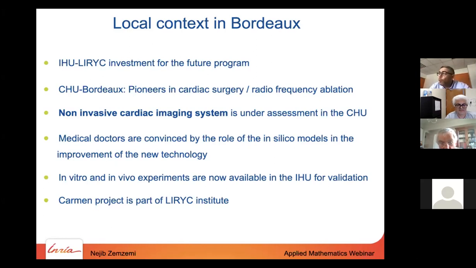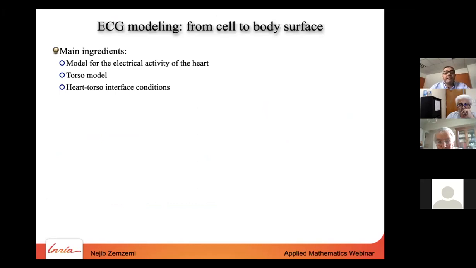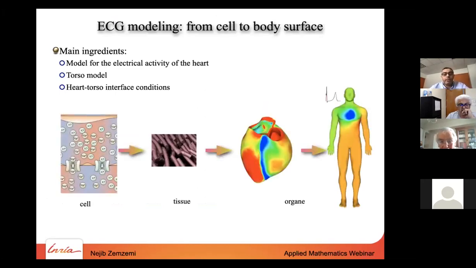I'm working at INRIA, and the name of our project is called Carmen, for cardiac electrophysiology, and we are part of this institute. So, in order to talk about the model of the heart, you will see directly that it is a multi-scale model. How can you see that?